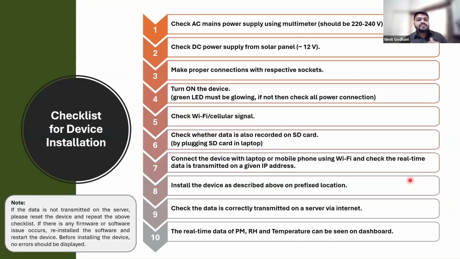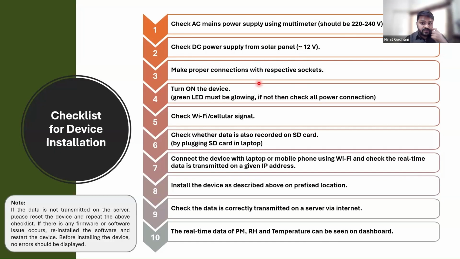So there is the checklist for the device installation. When we go to install the device in the field, earlier I showed you how we are selecting the site. After the site selection, we have made another checklist on how to check the device. Check the AC mains power supply. For Indian standards, we are using 220 to 240 volt AC. Check the DC power supply from the solar panel, which we mostly use at around 12 volts.